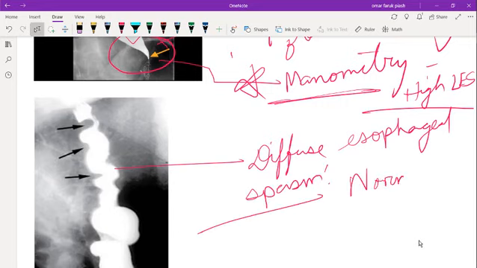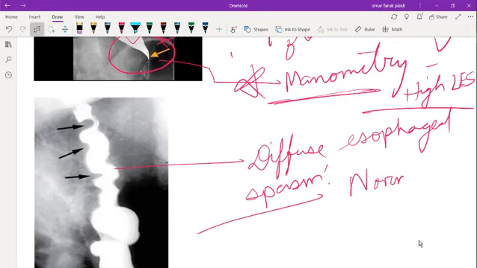If the patient comes with dysphagia and angina like chest pain, and in barium swallow you get this corkscrew esophagus, then you can say that this is diffuse esophageal spasm. This is corkscrew esophagus.